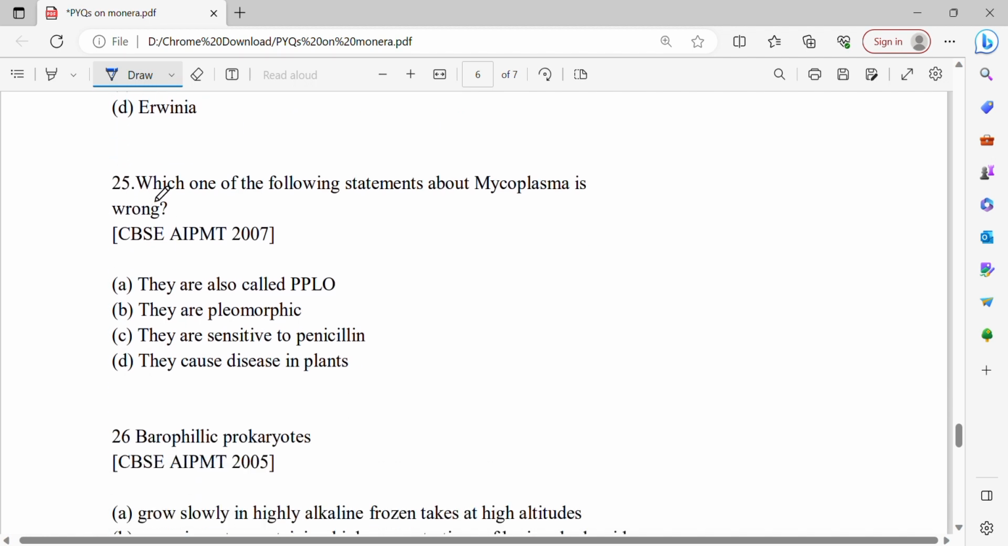Question number 25. Which one of the following statements about mycoplasma is wrong? Option A. They are also called PPLO. Option B. They are pleomorphic. Option C. They are sensitive to penicillin. Option D. They cause disease in plants. And the correct option is option C.